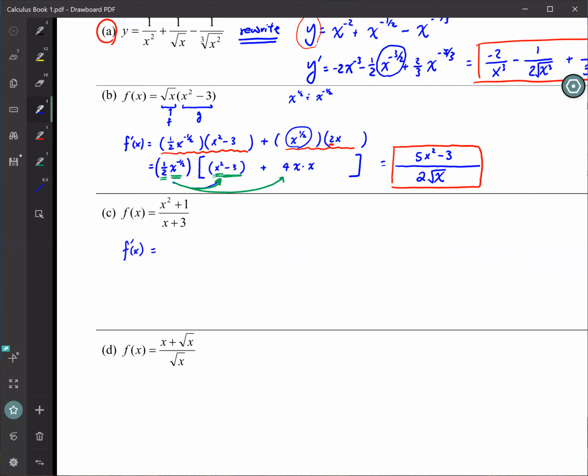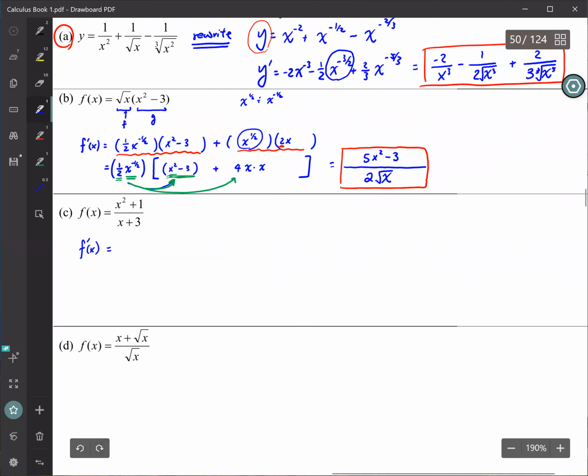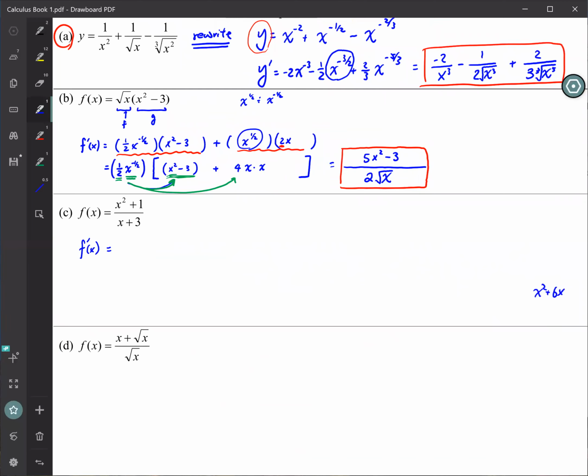Okay, let's see. Emily, what's your final answer? I have x squared plus 6x. Wait, I did something wrong. Give me a moment. Okay, x squared plus 6x minus 1, I think, all over x plus 3, squared. Anyone get different? Leon, what do you have? I have the same thing.